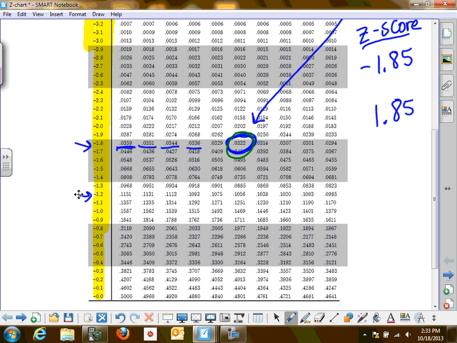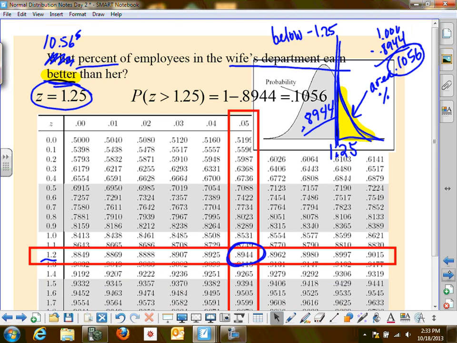Negative 1.25, right there it is. 0.1056. Okay? All right. So there's your options of how to do that. So I want you to practice this.